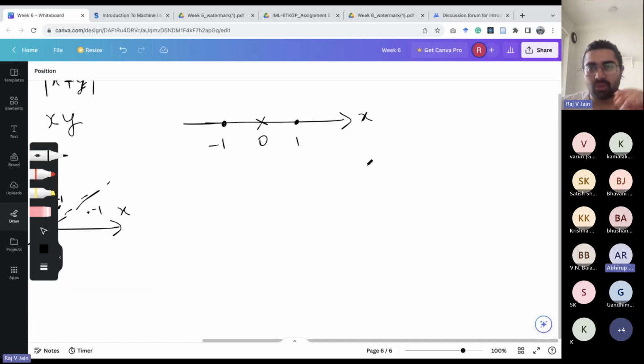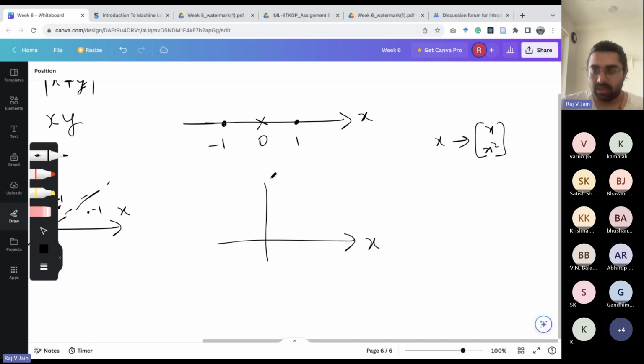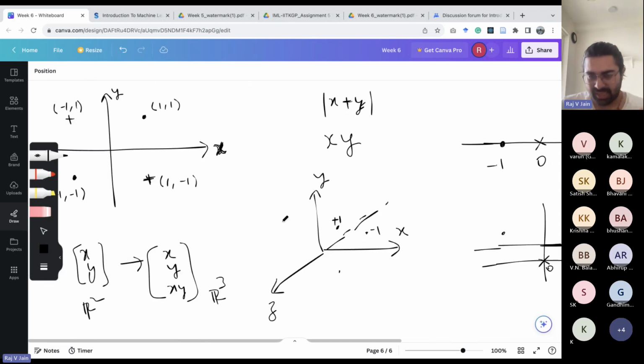Just a square, right? So I can take x and x squared. This is the mapping that I want to use. So then what will happen? I'll have x here and the x squared axis here. So 0, 0 will be here, 1, 1 here, and -1, 1 here. This is the second point, and therefore I can draw a linear separator here. So this is exactly what I was saying.